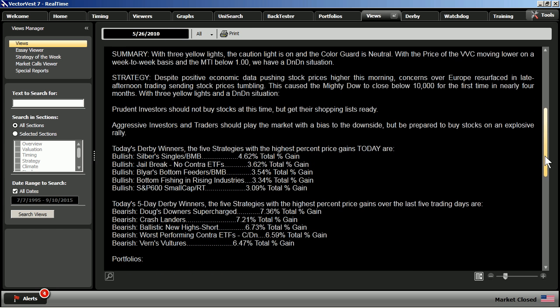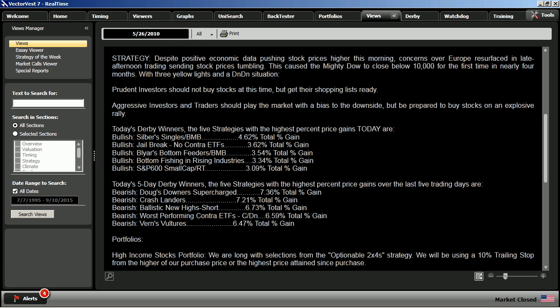So in the timing section on May the 26th, here I'm able to find the top 5 Derby winning strategies for that day. We're all bullish, and as it turns out, all bottom fishing strategies found in our Unisearch program. So to start, I'm simply going to walk through the process to show the method that we would apply here.